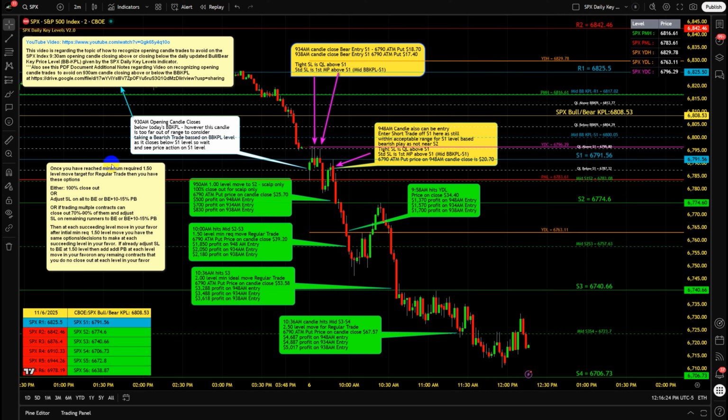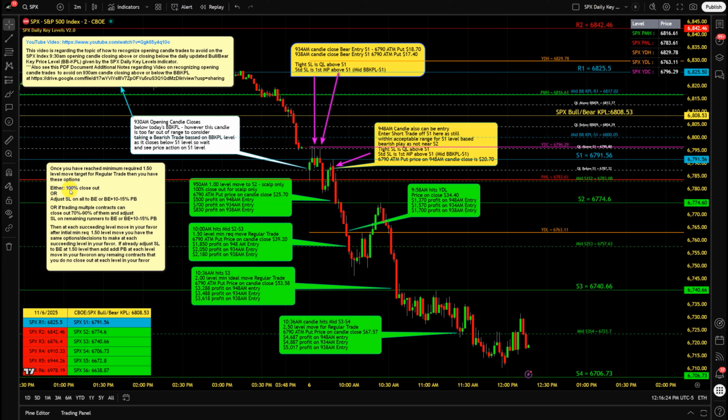Here we have the comment about what are the options you have once it reaches the minimum required 1.5 level move on a regular trade. So on a scalp, it's closeout only, one level move. However, on regular trades, once it reaches the minimum required 1.5 level move, you have several different options as to how to handle it once it's reached this minimum required move.